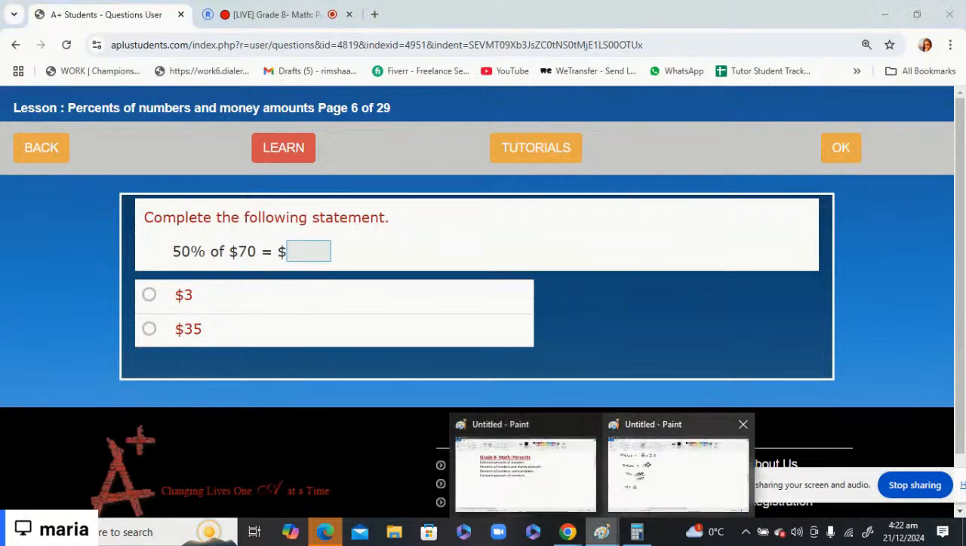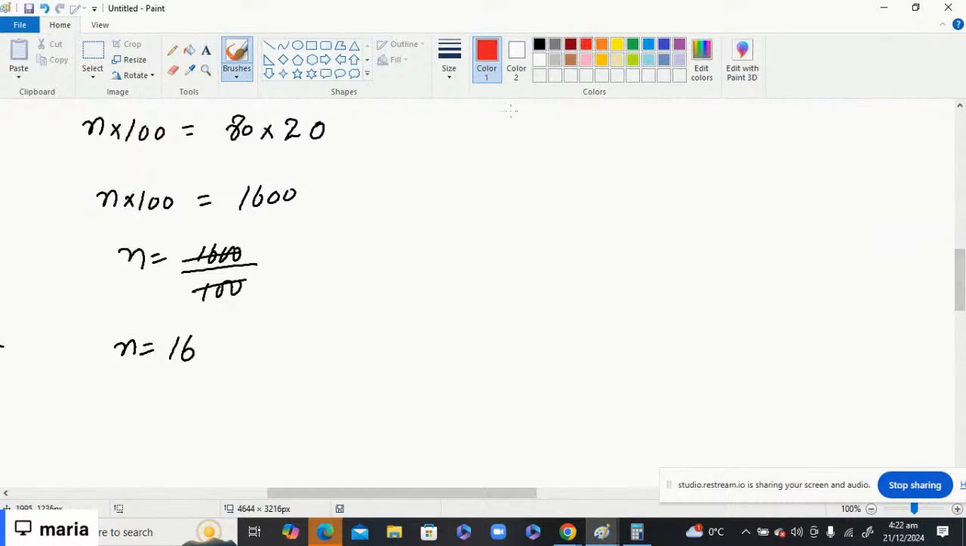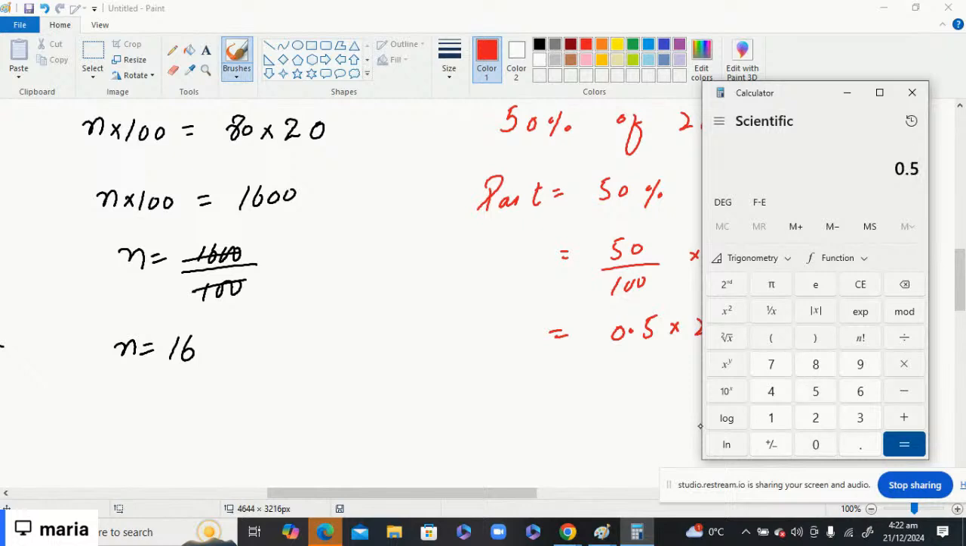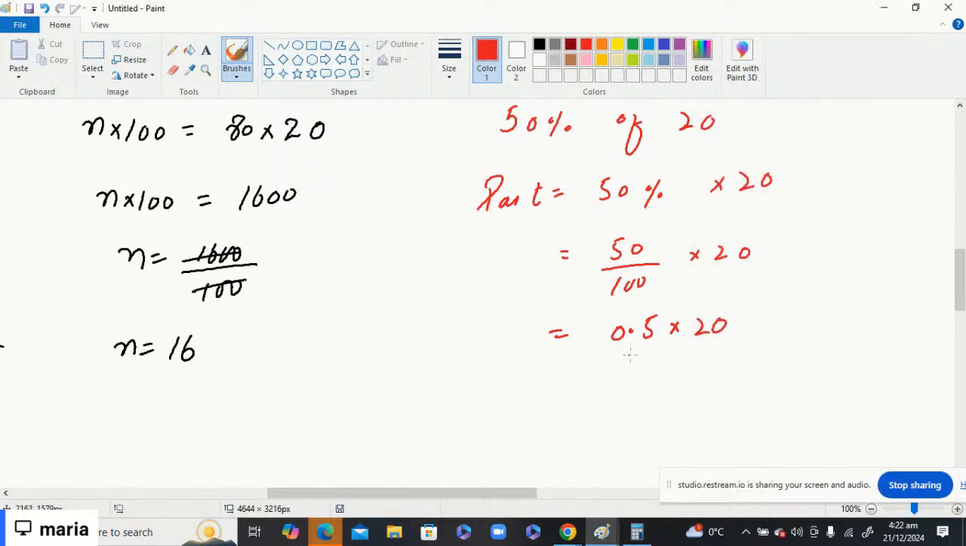50% of 70. So how can we solve? Let's solve the way. Part equals 50% times 20. Now 50 over 100 times 20. This is 0.5 times 20. That is 10. So the part is $10.